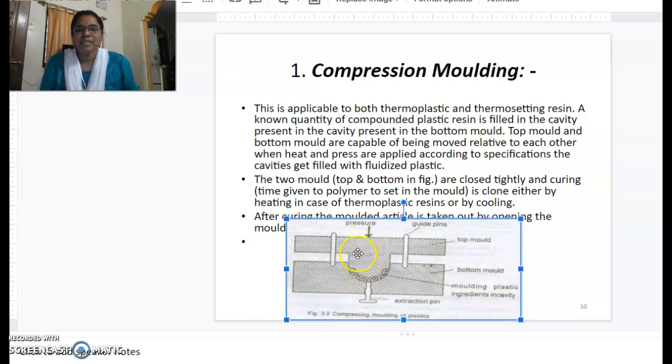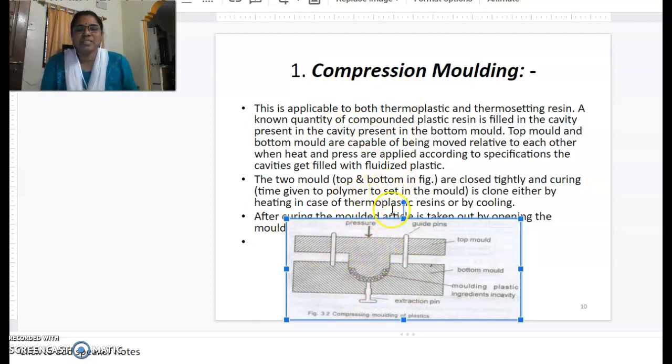In between the top and bottom molds, there is a cavity. Cavity is nothing but space. In this space you are going to prepare the molded plastic ingredients. What are the molded plastic ingredients? That's what I have explained, all the 8 varieties, right? So this is the description of this diagram.